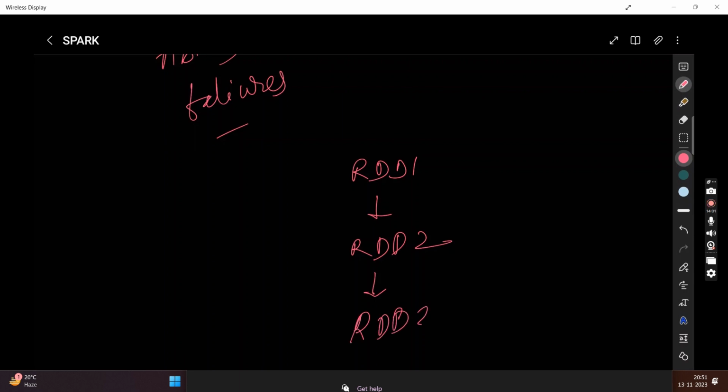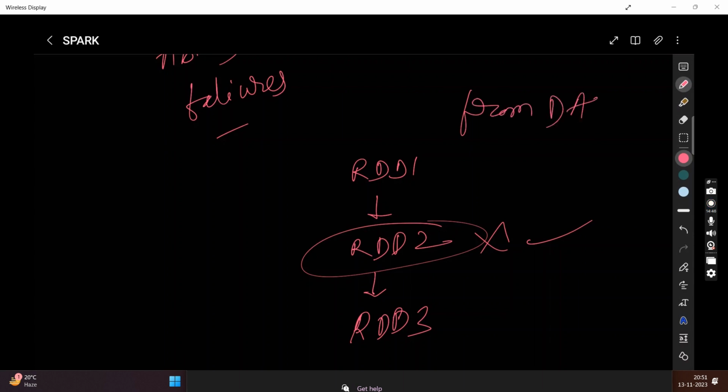RDD 3. So if this RDD 2 is lost, Spark has the ability to recreate this RDD 2 from our DAG, from our execution cycle. DAG will recreate this RDD 2. Spark will recreate RDD 2 using this DAG, if this RDD 2 is lost.